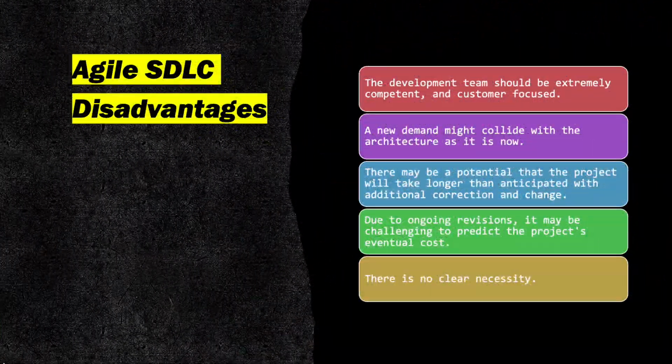The development team ought to have an exceptionally high level of expertise and put the consumer first. It's possible that a new need will conflict with the design as it currently stands. There is a possibility that the project will take more time than originally estimated due to the need for additional alterations and corrections. Because changes are constantly being made to the project, it might be difficult to estimate how much it will ultimately cost. There is no obvious necessity for this.